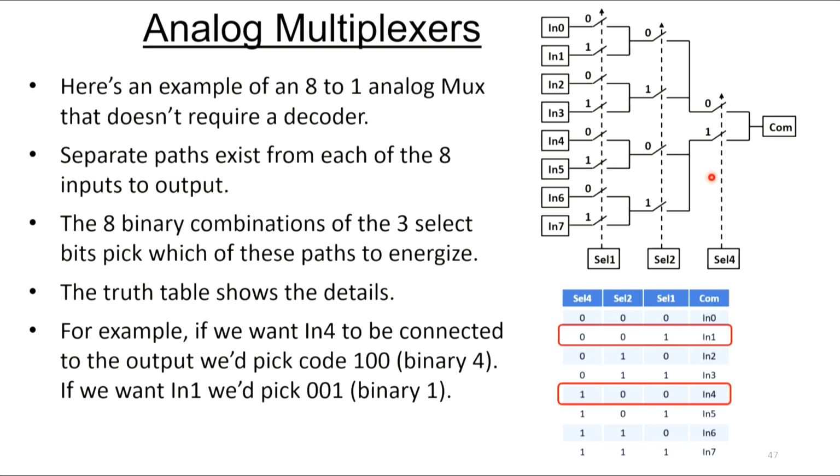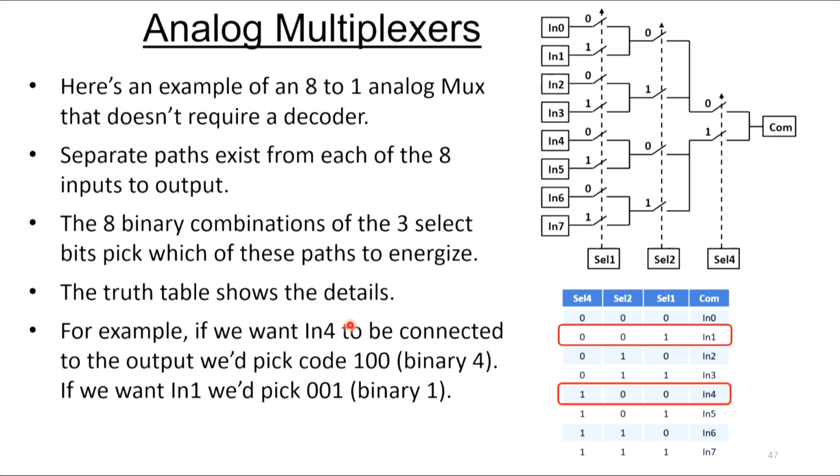Here's an example of a different way to build an 8-to-1 MUX that doesn't require a decoder. It's self-decoding. In this case, we've shown separate paths from each of the 8 inputs to the output. The binary combination of the 3 select bits picks which of these paths to energize. You can look at the truth table to see the details here.